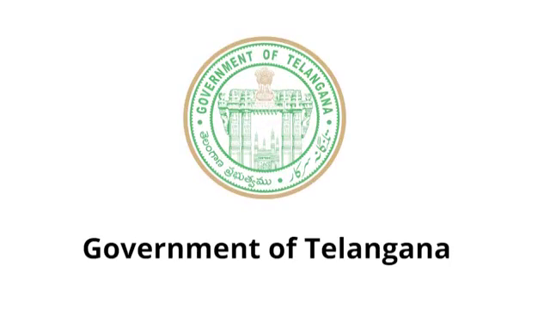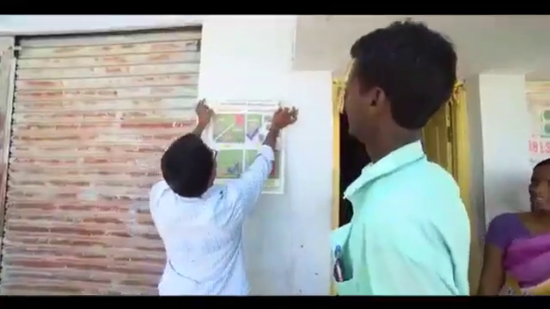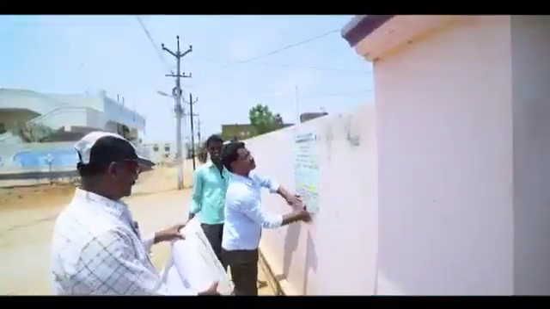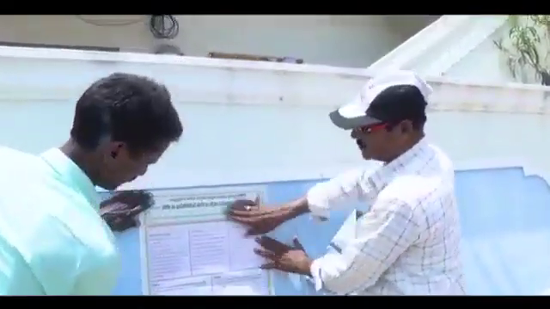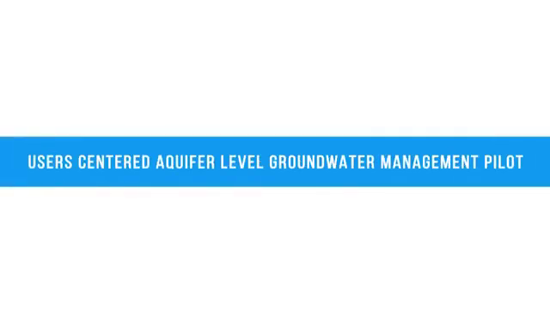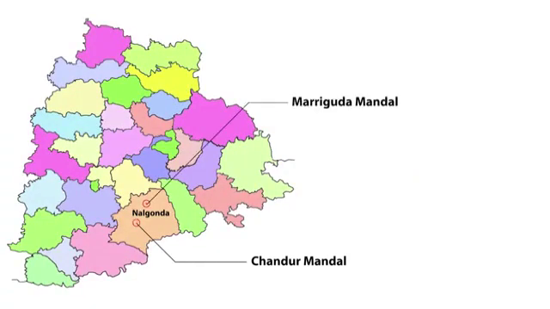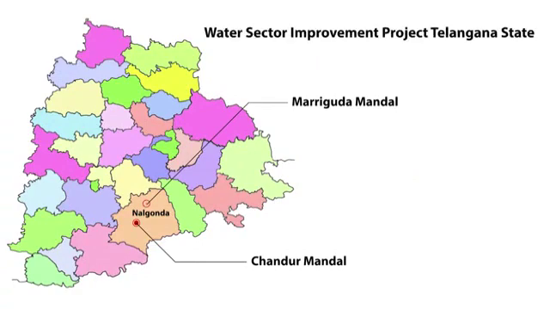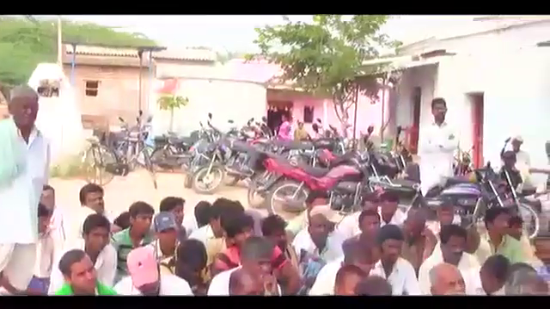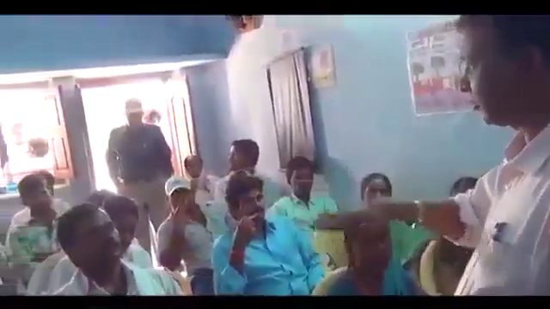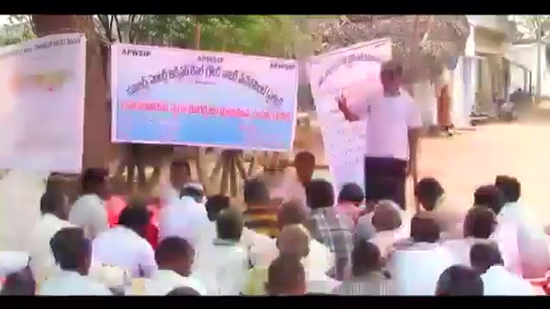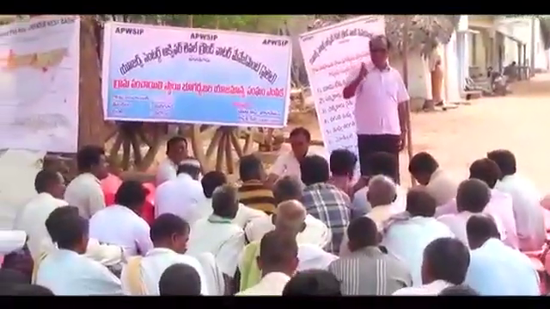The government of Telangana decided to promote users' participation in groundwater management to arrest further depletion of the resource. In line with its objective, a users-centered aquifer-level groundwater management pilot has been implemented in Chandur and Marriguda mandals of Nalgonda district under the Water Sector Improvement Project, with an objective to develop an institutional model with the processes and procedures for sustainable usage and management of the groundwater resources in conjunction with the local communities at the aquifer level.